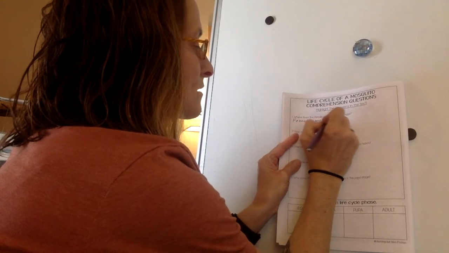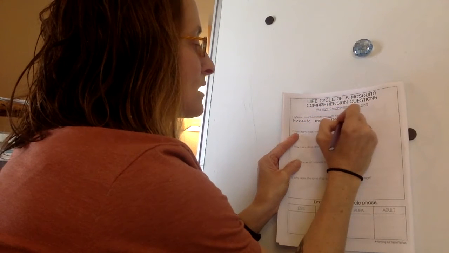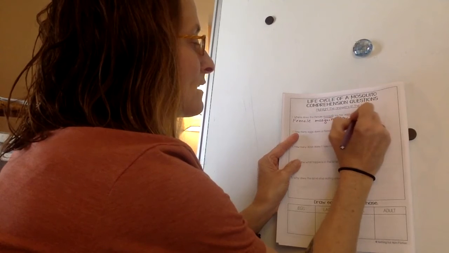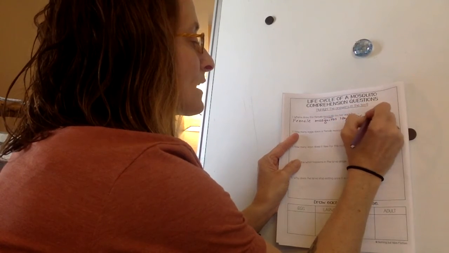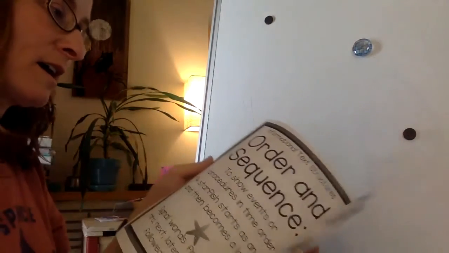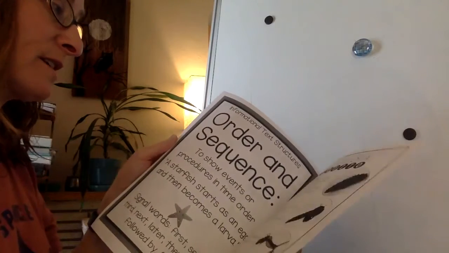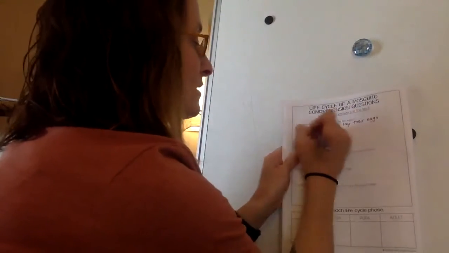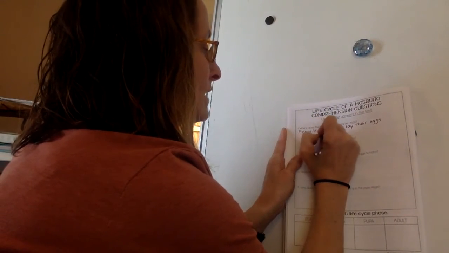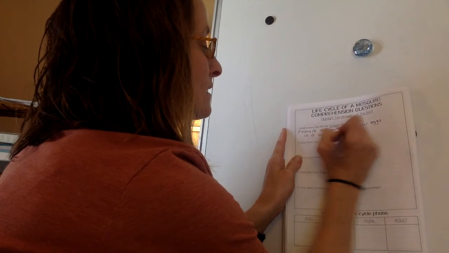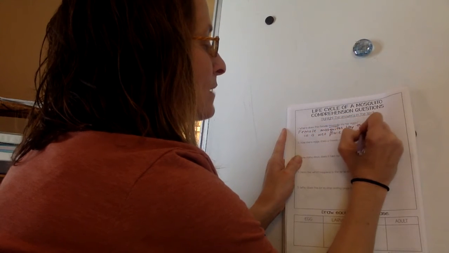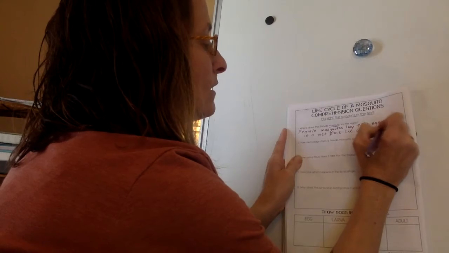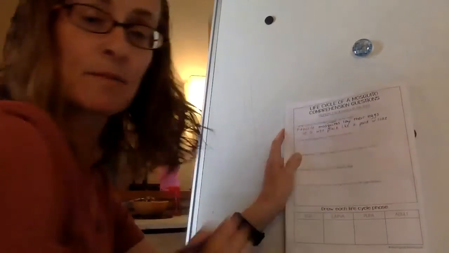Female mosquitoes lay their eggs, and I want to go back, in a wet place, like a pond or a lake. Lay their eggs in a wet place, like a pond or lake. Remember to add those periods and those capital letters. So I do want you to practice responding in those complete sentences. Okay?